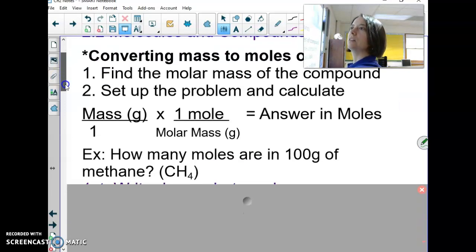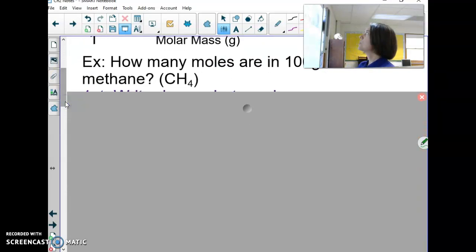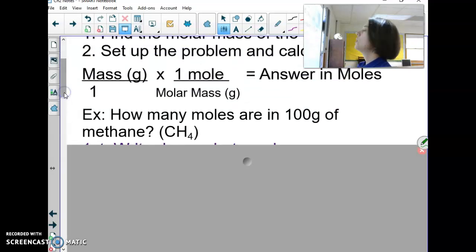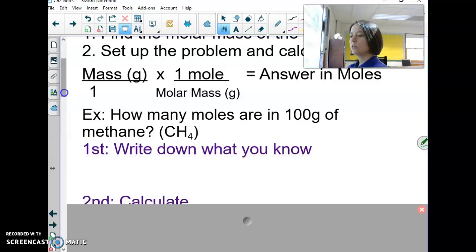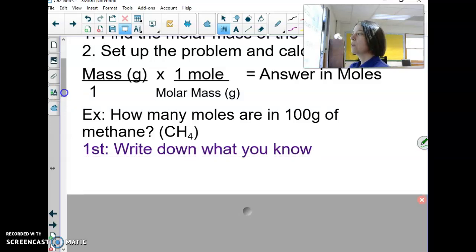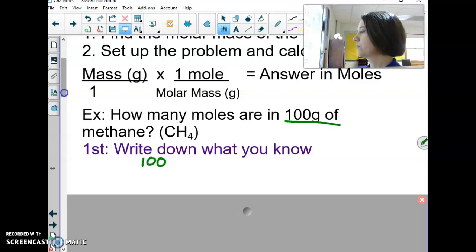So let's do this. How many moles are in 100 grams of methane, CH4? So the first thing we always do is we write down what we know. So we know we are looking for how many moles, and we know we have 100 grams of methane, and the thing we're looking for is how many moles.